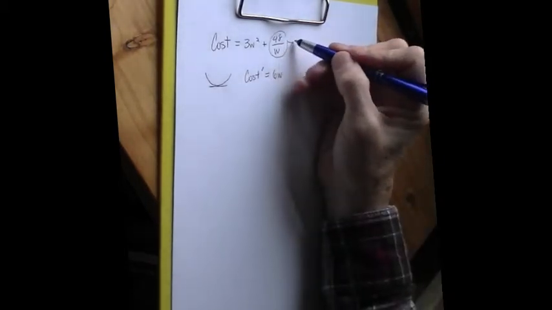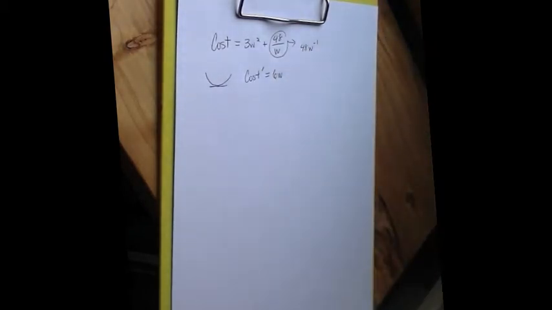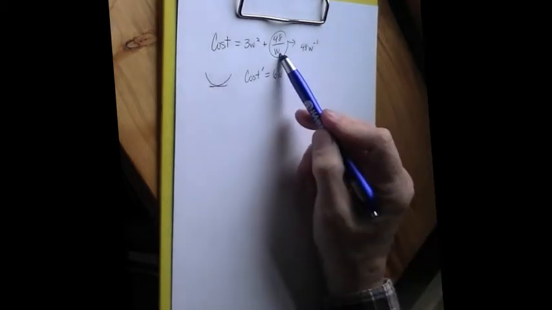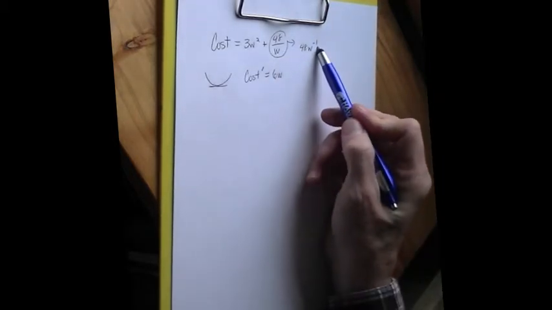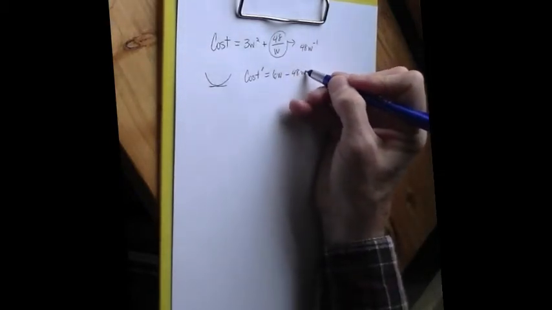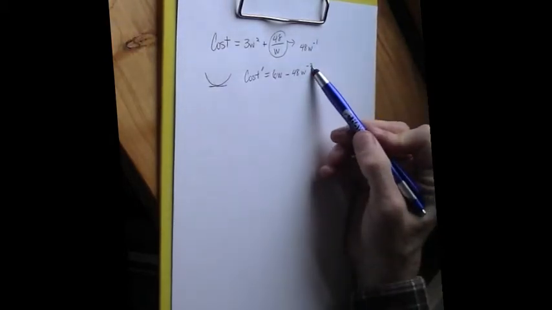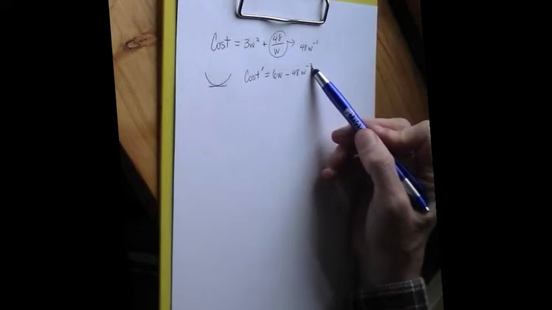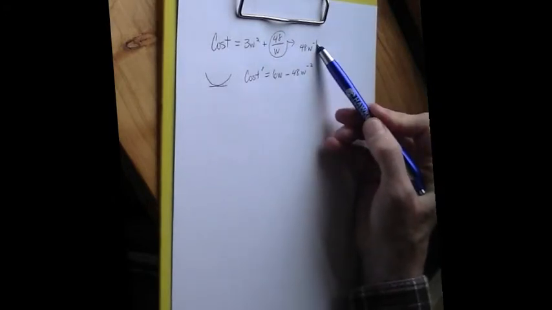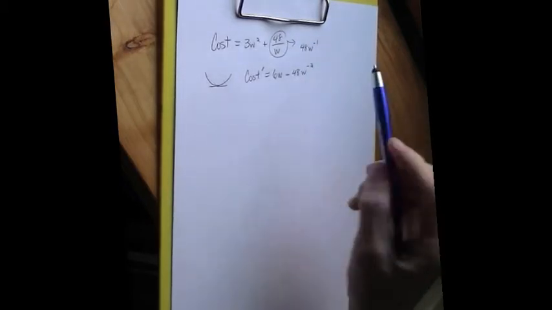And look at this term as 48 times w to the negative 1 power, because it'll be easier to look at that as a power rule versus a quotient rule. So 48 over w is 48 times w to the negative 1 power. So the derivative will be negative 48 w to the negative 2, because remember you always subtract 1 when you're doing the power rule and finding derivatives. So negative 1 minus 1 is negative 2. So that's the derivative of my cost.